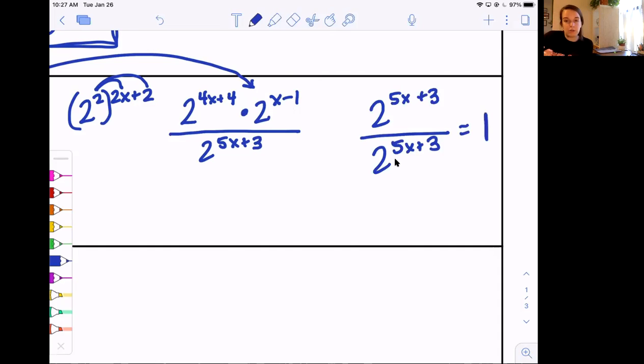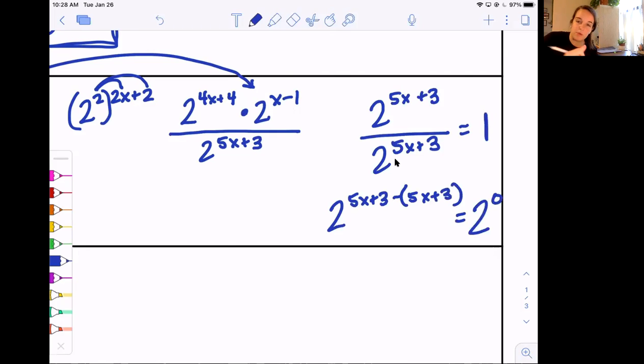If you wanted to do the quotient rule, you could subtract them, right? You would have 2 to the 5x plus 3 minus 5x plus 3. It's going to give you 2 to the 0, right? Both 5x and 3 would cancel out, which is going to give you that positive 1. So 2 methods for getting to the same answer, which is positive 1.